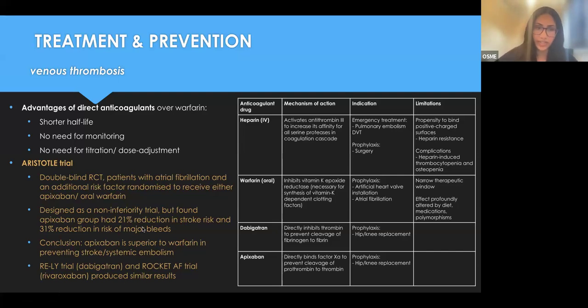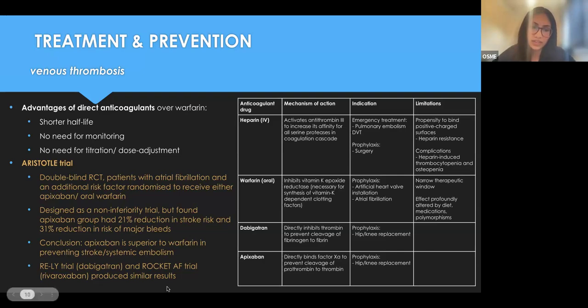This ARISTOTLE trial is for apixaban, and it was designed as a non-inferiority trial against warfarin, just proving that it doesn't have worse effects than warfarin. But they actually found that the apixaban group performed better, with a reduction in the risk of stroke and major bleeds. So essentially they found that these direct anticoagulants are superior to warfarin.